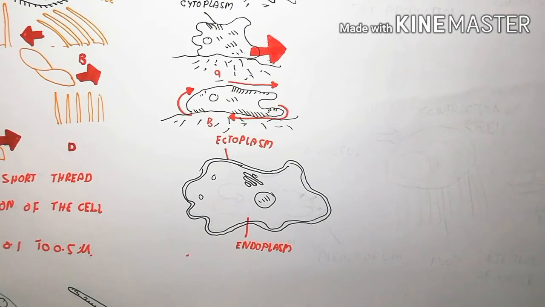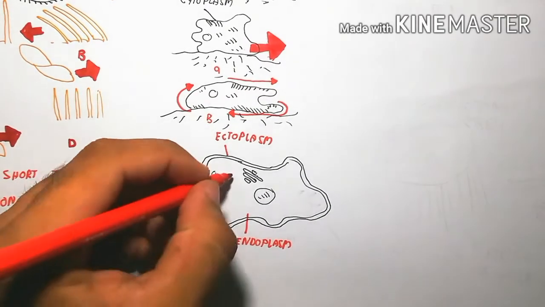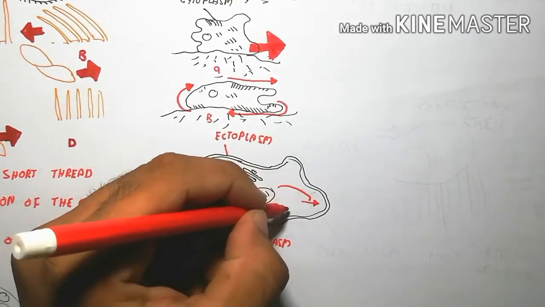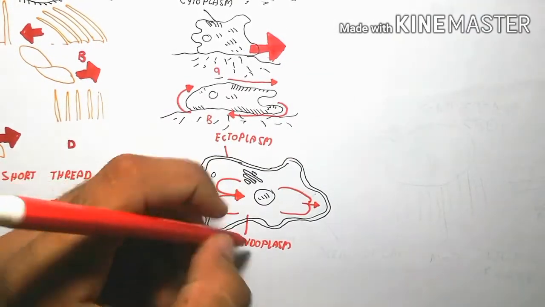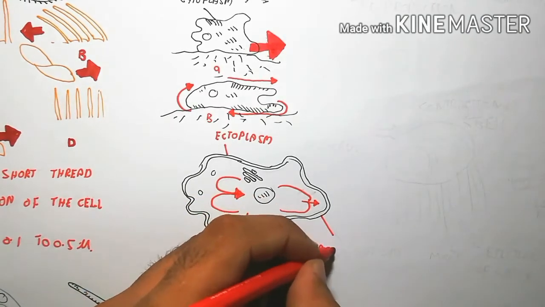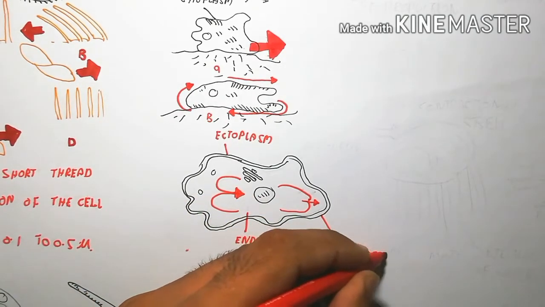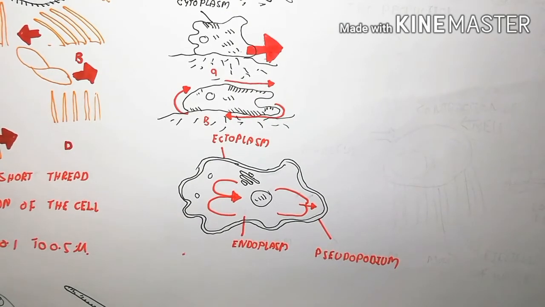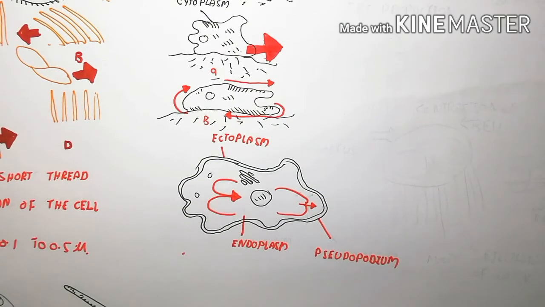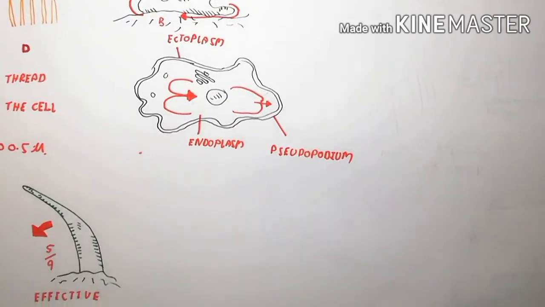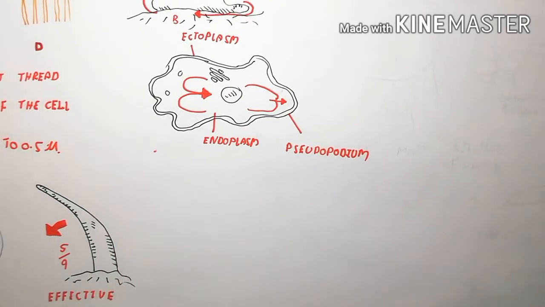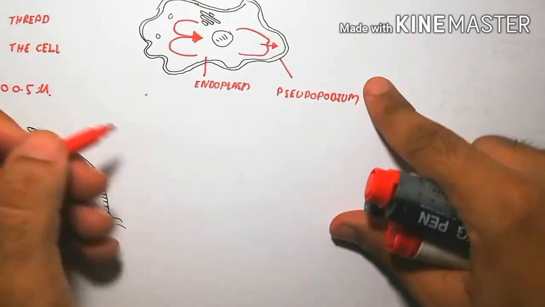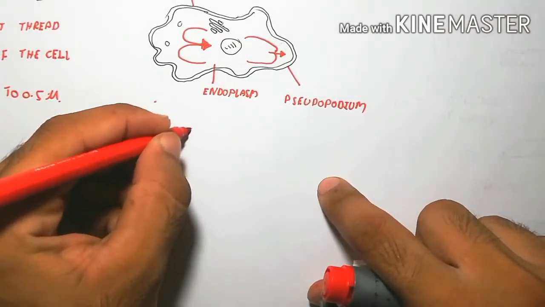And the structure is basically ectoplasm and endoplasm. The ectoplasm is the outer part, obviously, and the endoplasm is the inside, mostly cytoplasm. So the pseudopodium is the finger-like projection, which moves forward. So amoeba is a unicellular eukaryote.